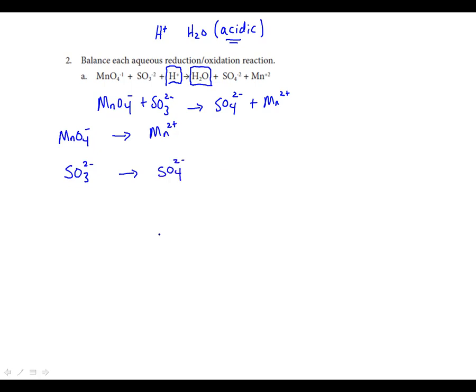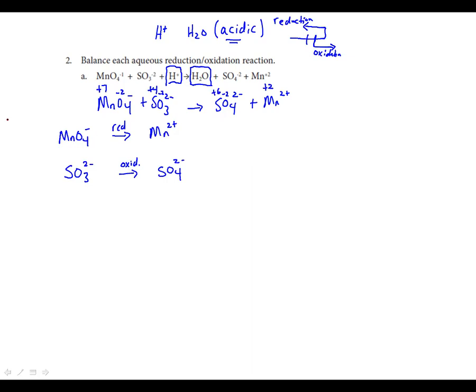You would want to figure out what's happening with the oxidation states. The oxygen is minus 2, so this is minus 8, and then the manganese is going to be plus 7. Here we're starting at plus 7 and going to plus 2 for the manganese.